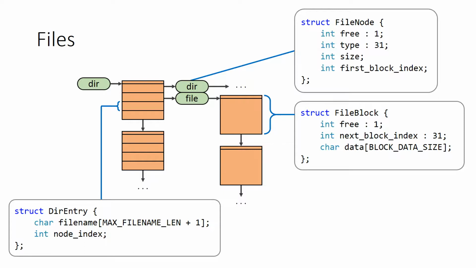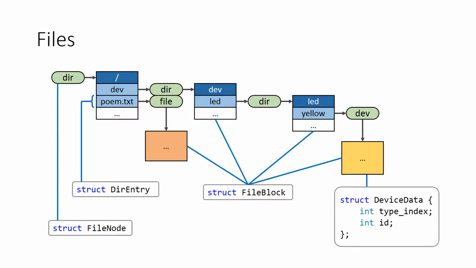If a file is a directory, then its blocks contain an array of directory entries, which each consist of a file name and a node index. Here's an example of what some files would look like on the system. You have a chain of nodes pointing to directories, pointing to nodes, and so forth until they get to the end file. The orange is a regular file, and the yellow is a special file for devices.